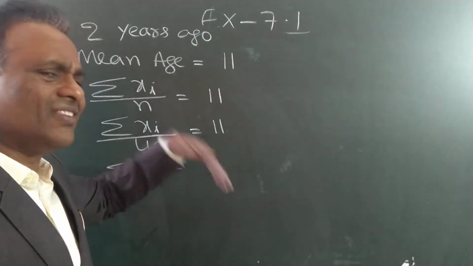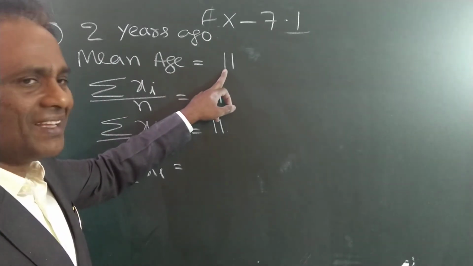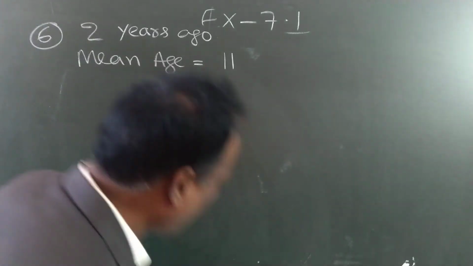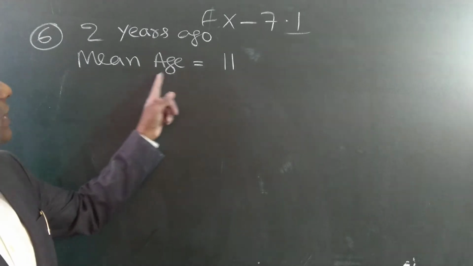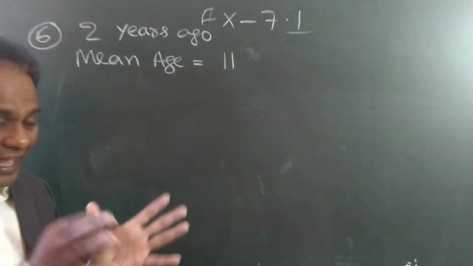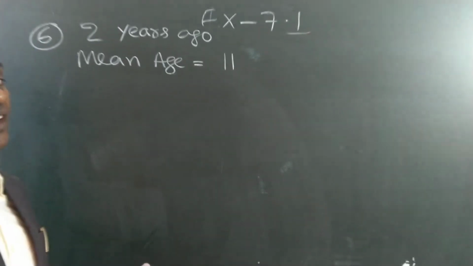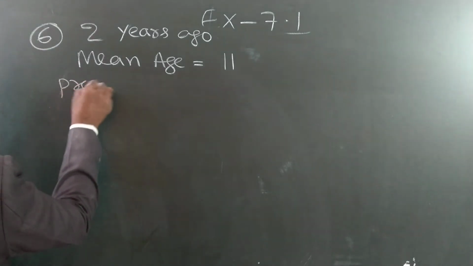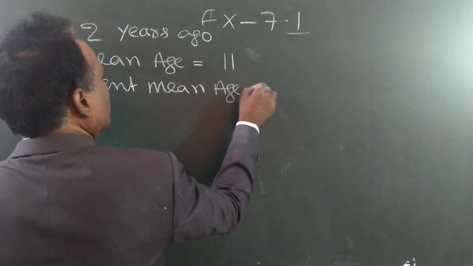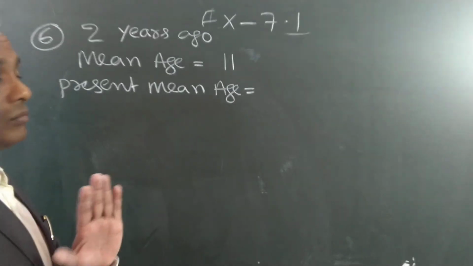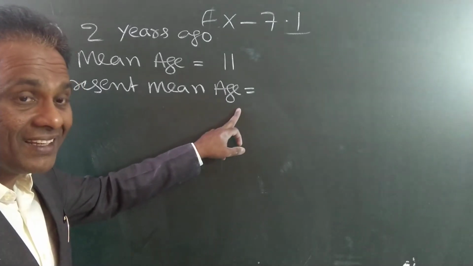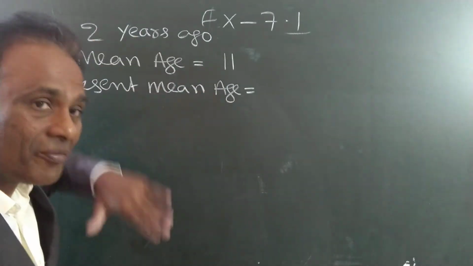2 years ago, see, let us change this. 2 years ago mean is equal to 11. So let us change it directly in the beginning itself. 2 years ago mean age is 11. But we are discussing the present. Present ages we are taking. Present situation only we are discussing. So present mean age. See here. 2 years ago mean is 11. Present mean will be, after 2 years, what is the mean?